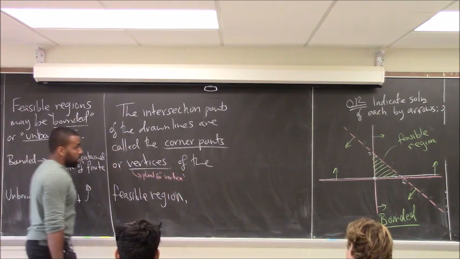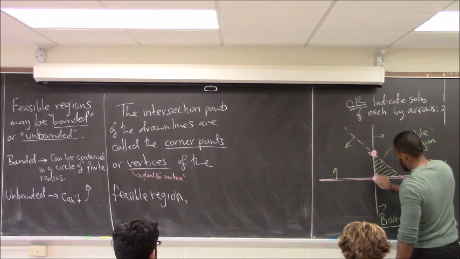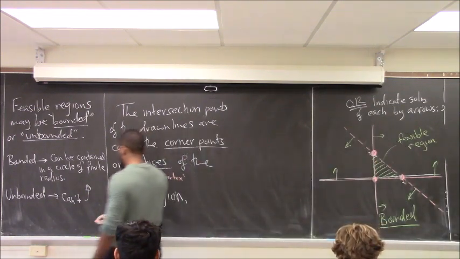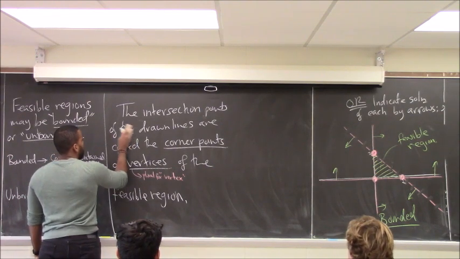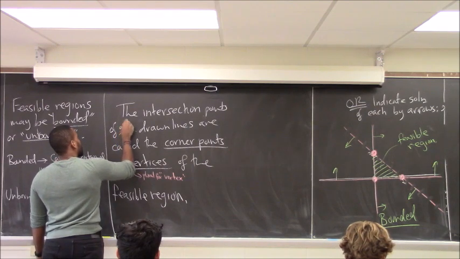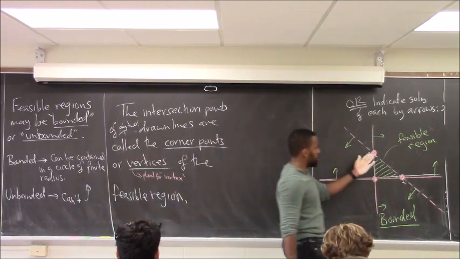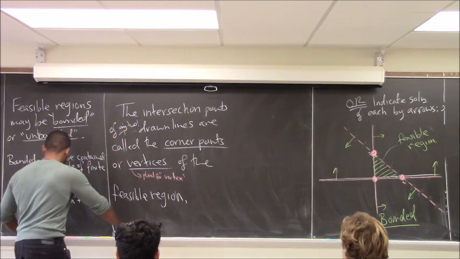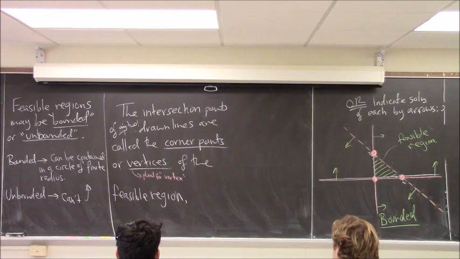So here, for this feasible region, there are 3 vertices. There's one right here, there's one right here, and there's one right here. It's where any 2 of the lines intersect. Probably it's better to phrase it that way: the intersection points of any two. So you don't need all three lines intersecting, but once any two lines intersect, this creates what we call a vertex or a corner point. So that's bounded, unbounded, vertices and corner points.